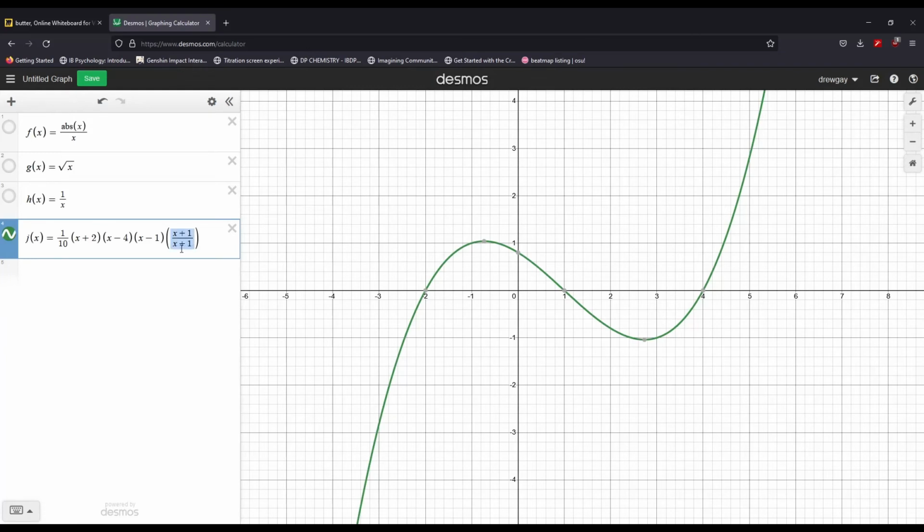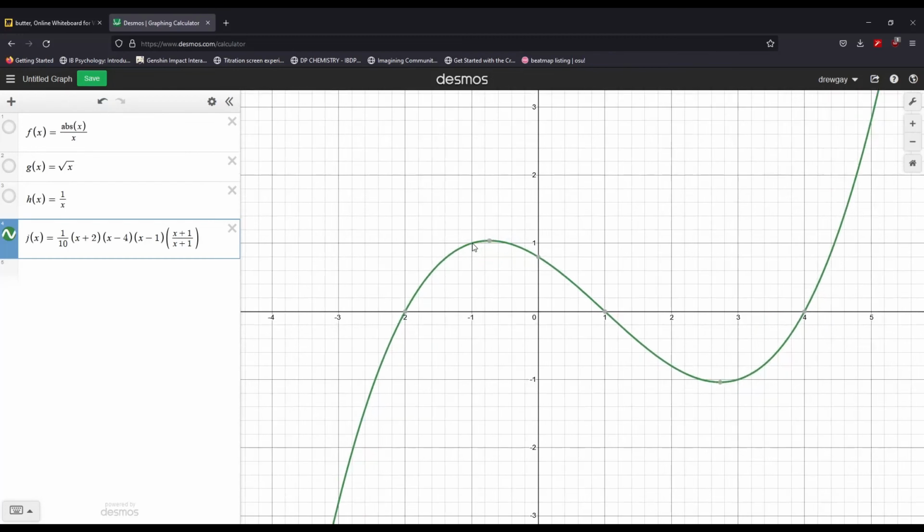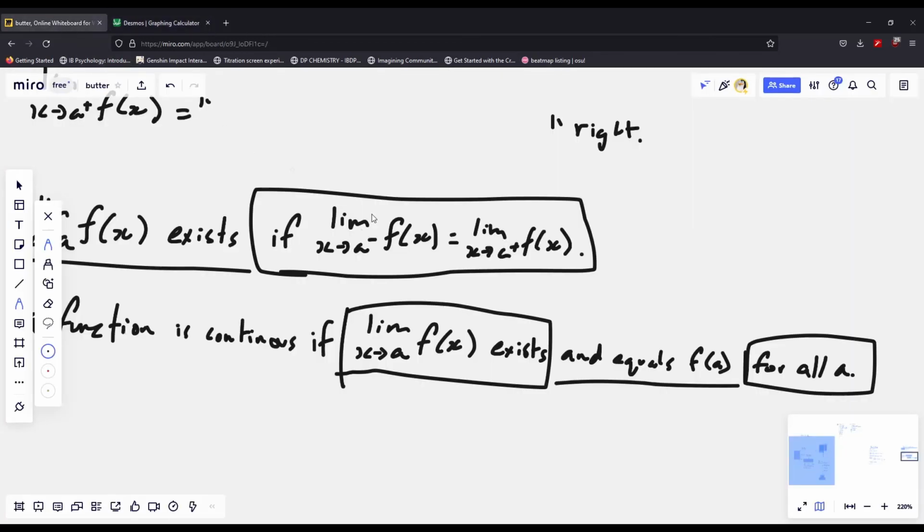We can see why it's undefined. Look in the formula here, we have x plus 1 on the denominator. If x is equal to exactly -1, then this would be no good. x can't be -1, the function becomes undefined if it is. So that's why we have a hole in this function. But what does that mean for the continuity? Well, let's set a to be equal to -1, and let's take a look at our rules here.